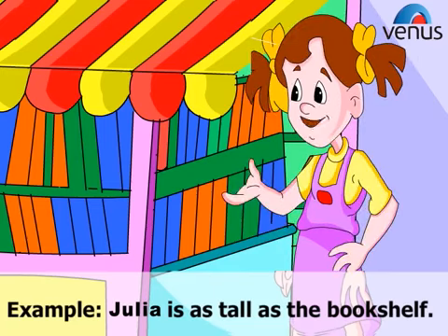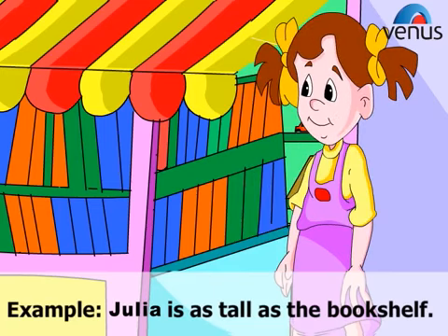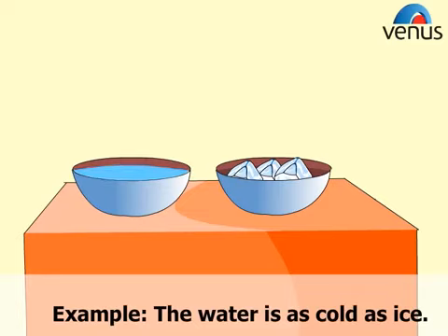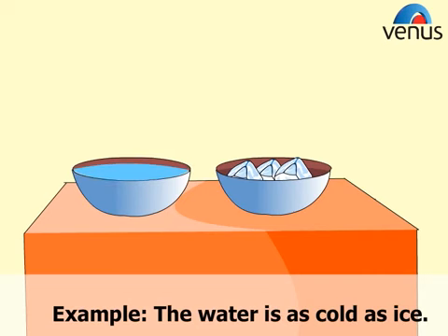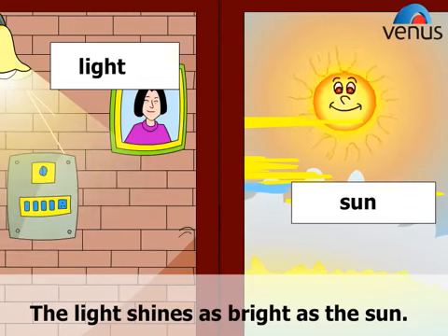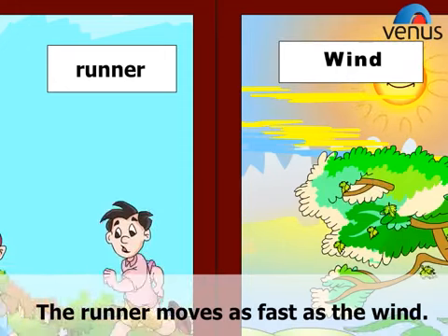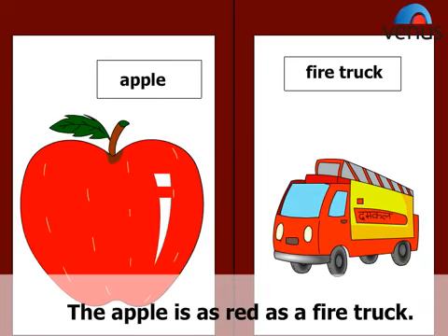For example, Julia is as tall as the bookshelf. Another example, the water is as cold as ice. The light shines as bright as the sun. The runner moves as fast as the wind. The apple is as red as a fire truck.